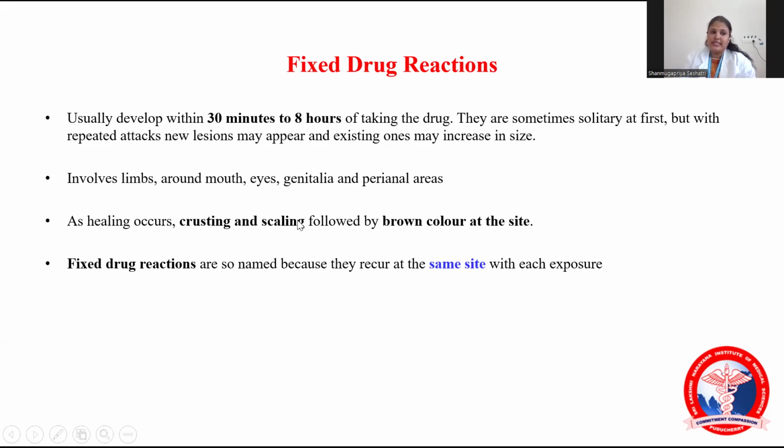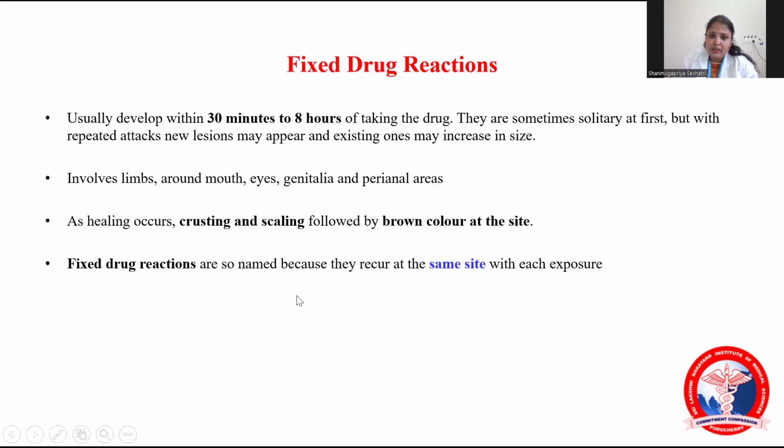Okay, so where can you see these lesions? The lesions are seen around the limbs, mouth, eyes, genitalia, and the perianal and perioral region. Once the lesion starts healing, it can form crusts and scaling, followed by brownish discoloration at the site. So wherever the lesion has developed, the patient might have a brownish discoloration around those sites.